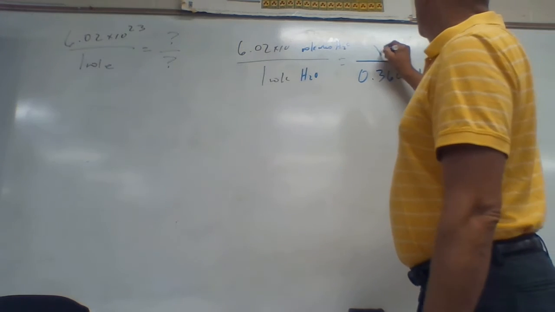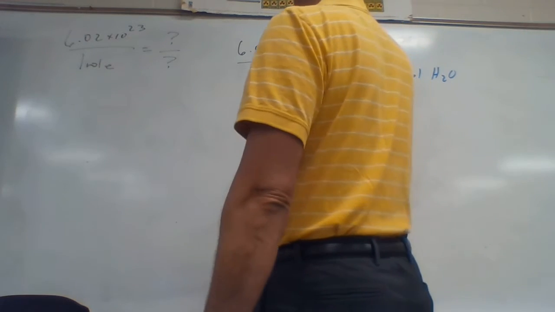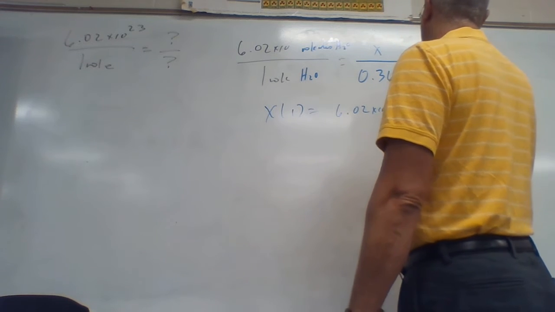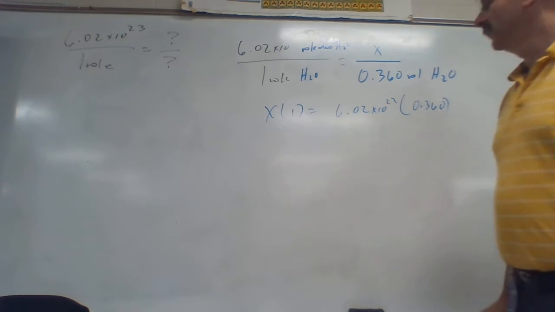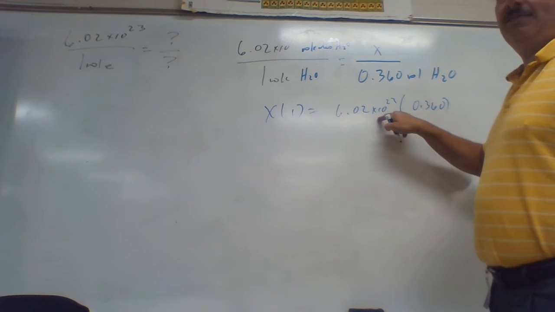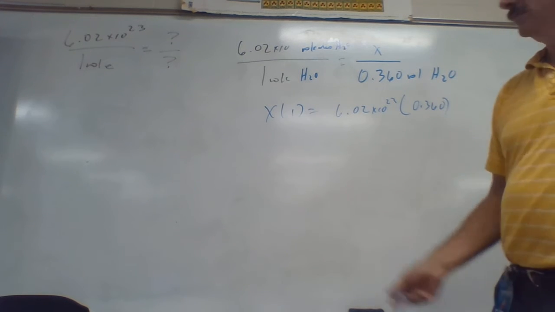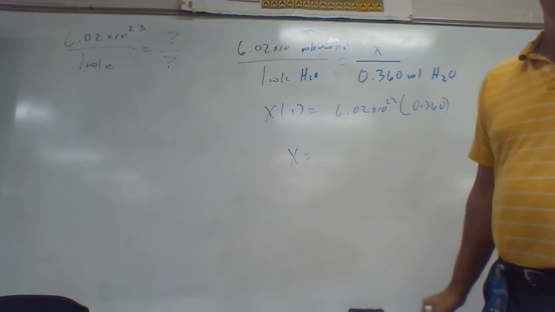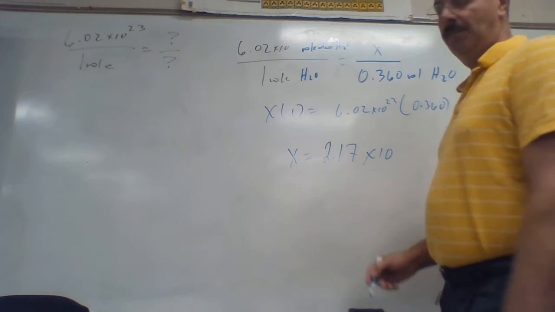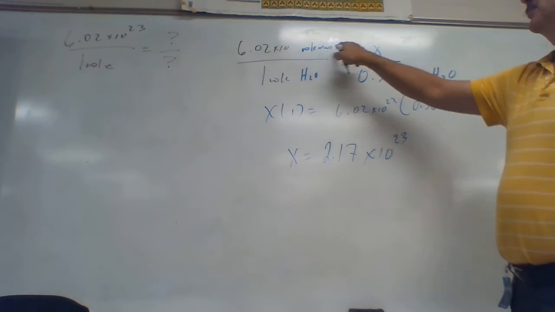All right, so we're trying to find out molecules of water, so that's my X. Cross multiply. X times 1 equals 6.02 times 10 to the 23rd times 0.360. So you multiply this out, type into your computer, 6.02 exp 23 times 0.360, and then go equals. You're going to get X equaling 2.17 times 10 to the 23rd. And then what we're trying to find out, molecules of water.